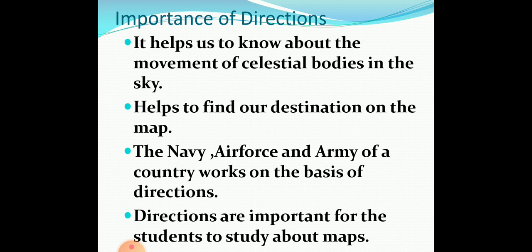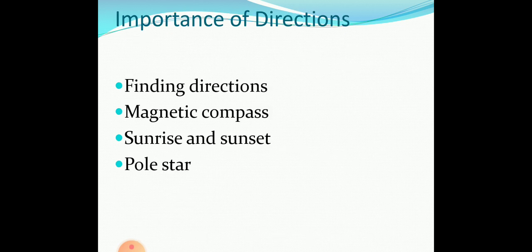Now, what are the things that help us to find a direction? They are the magnetic compass. It's an instrument which we can carry, which helps us to show the direction. It always points towards the north, so if we get one direction, it is easy to find the remaining ones. Then another one is sunrise and sunset, which also helps us to find the direction. The third one is the pole star. The pole star is usually used at night to find the direction. The pole star is always seen in the north, so it also helps us to find the direction.